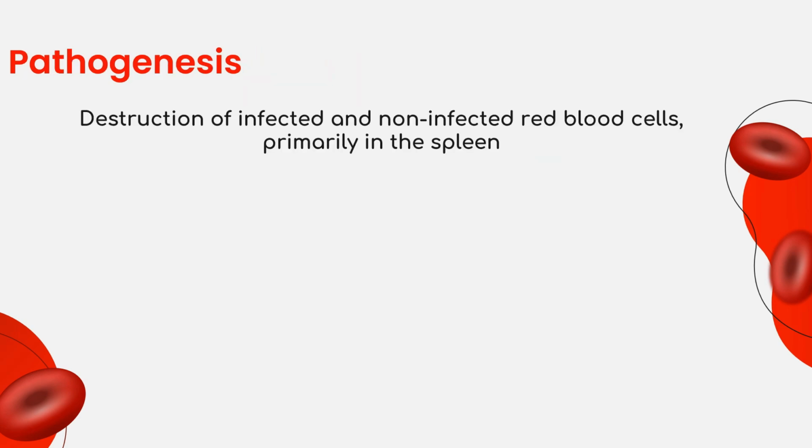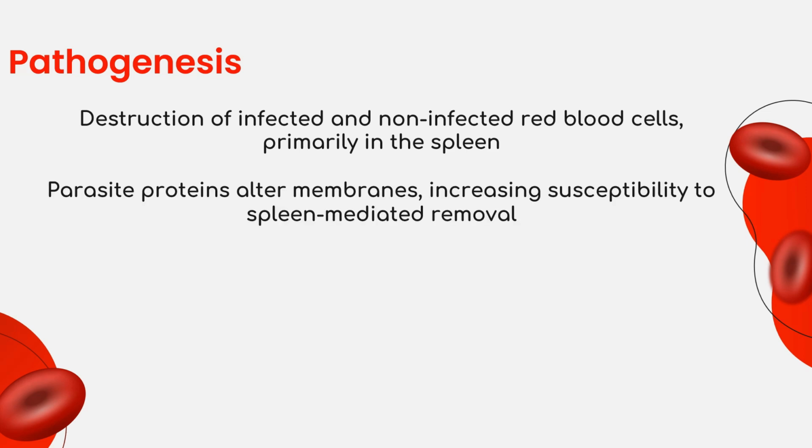As the malaria parasite progresses through its growth cycle, it directly targets and destroys infected red blood cells. But here's where it gets interesting: the parasite also triggers immune responses that lead to the destruction of both infected and non-infected red blood cells, primarily within the spleen. This immune-mediated destruction of non-infected cells significantly contributes to the development of anemia. But the story doesn't end there.